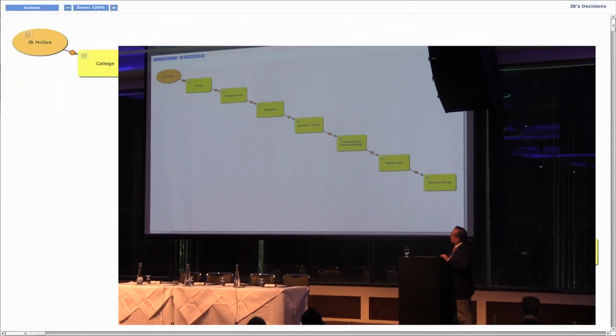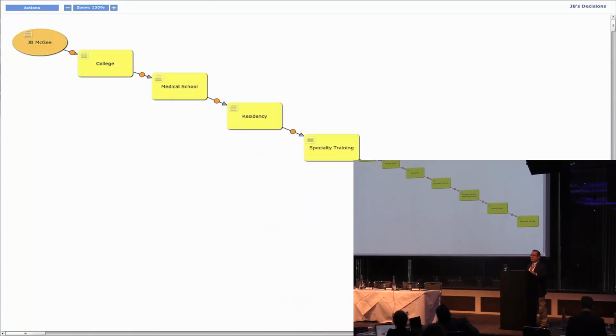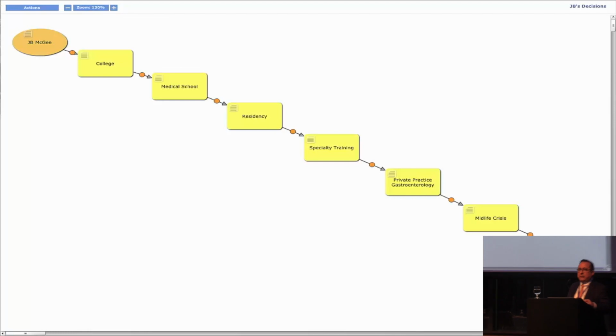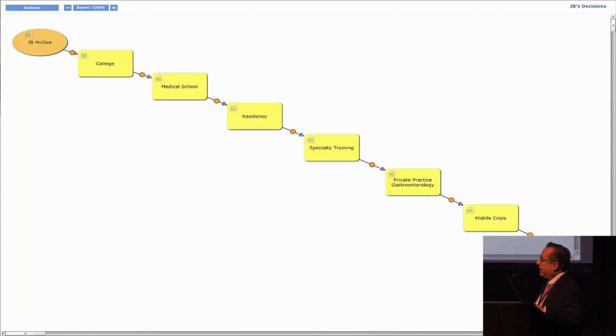So this is JB McGee's Yellow Brick Road, or intended path. It may be a little bit hard to see the individual titles on these, but this is the actual virtual patient software that Terry just spoke of. And it consists of a bunch of nodes and branches.